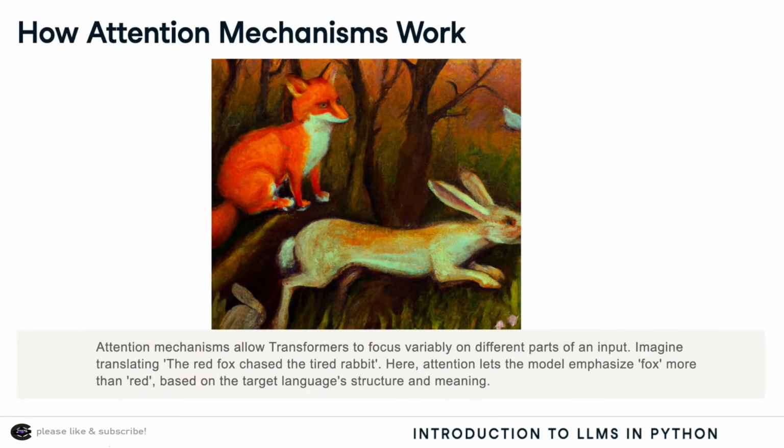Attention mechanisms allow transformers to focus variably on different parts of an input. Imagine translating "the red fox chased the tired rabbit." Here, attention lets the model emphasize fox more than red, based on the target language's structure and meaning.